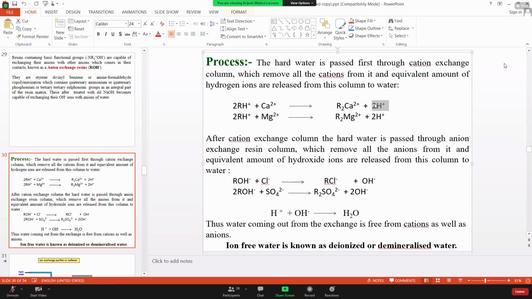So what will happen here? This hydrogen ion is now available in the bulk solution. So after the cation exchange column, we are going to pass the water to the anion exchange column. Here what will happen? It is exchanged with the chloride present in the water. Again, now that chloride is going to adsorb on the surface and this H ion is going to be released.